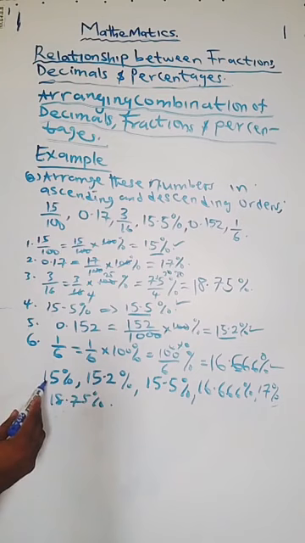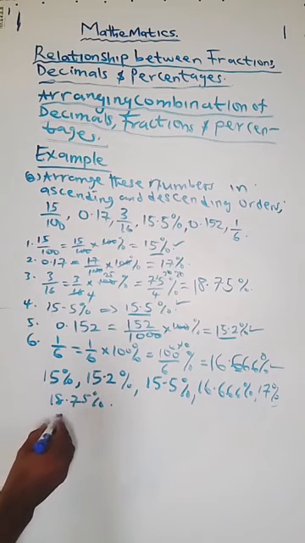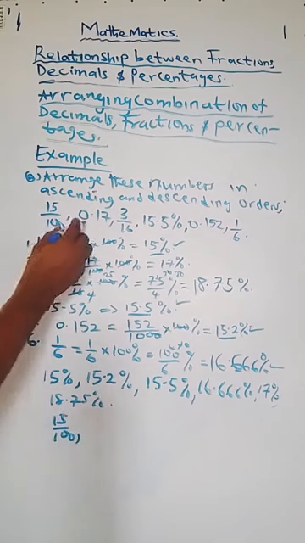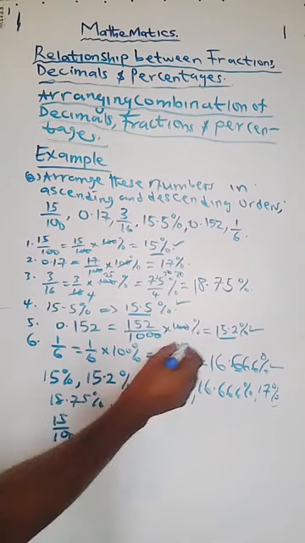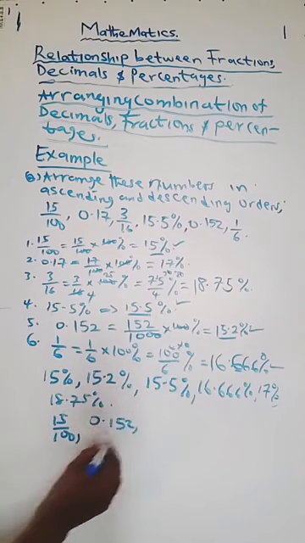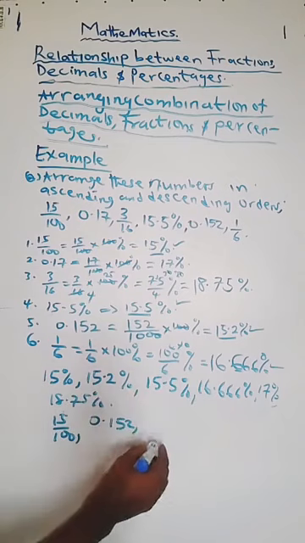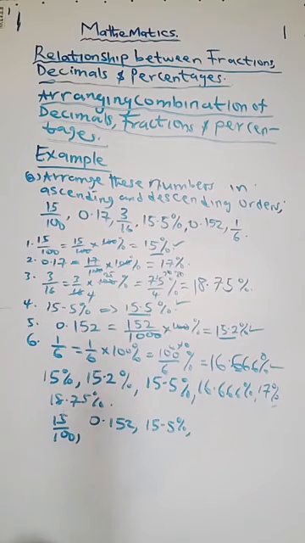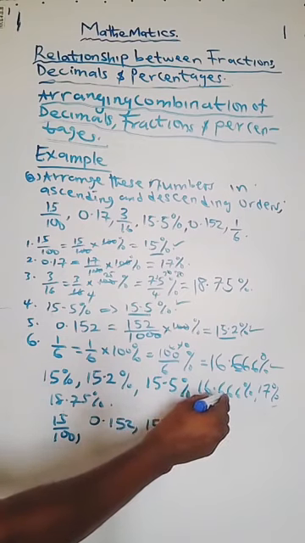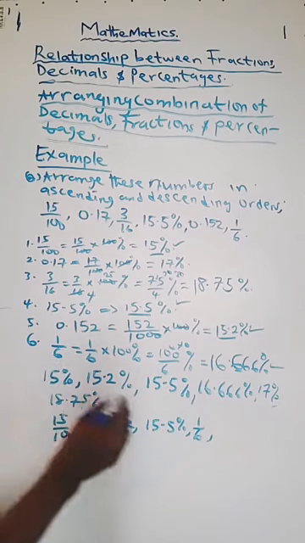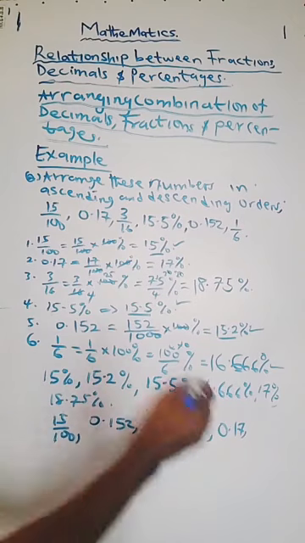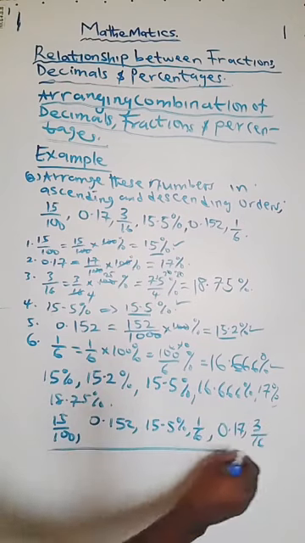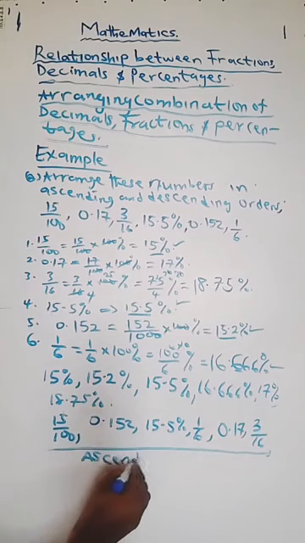Now, which number has 15%? That's 15 over 100. So we'll write that one first. Now, 15.2. Which number has 15.2? That is 0.152. 15.5. Which number has that? That's already in percentage, 15.5%. Then 16.666. Which number has that? That is 1 over 6. Then 17. Which number? That's 0.17. Then 18.75. Which number has that? That is 3 over 16. So this is how to arrange them in ascending order, that is from the smallest to the biggest.